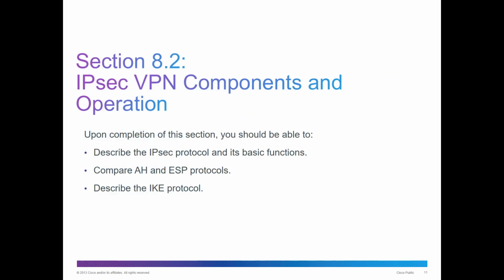Alright, moving on. Section 8.2, IPsec. IPsec is one of the most common types of secured VPN out there, and this is the type of VPN technology you should be using. There are numerous types, but IPsec is by far the most secure at the time of these recordings. In this section, you should be able to describe IPsec protocols, basic functions, compare AH and ESP protocols, and describe IKE for key sharing as well.